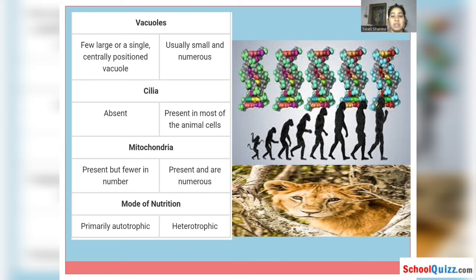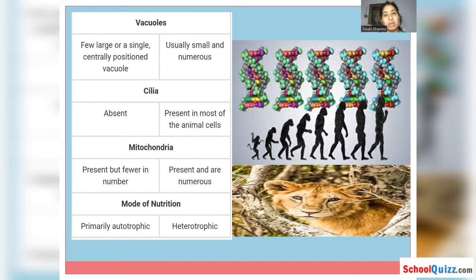Then next comes the mode of nutrition. Mode of nutrition is the way in which a particular species obtains its food. If we talk about plants, plants make their food by the process of photosynthesis. So plants don't require any other organism to obtain food. So plant cells are autotrophs. Auto means self and troph means food. So plants make their own food by the process of photosynthesis in presence of sunlight.